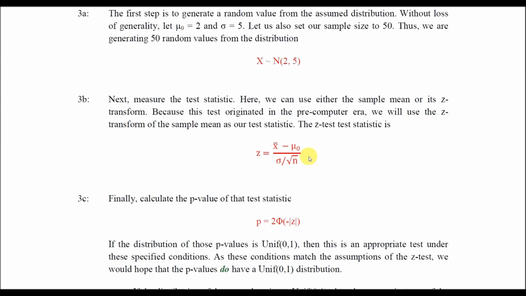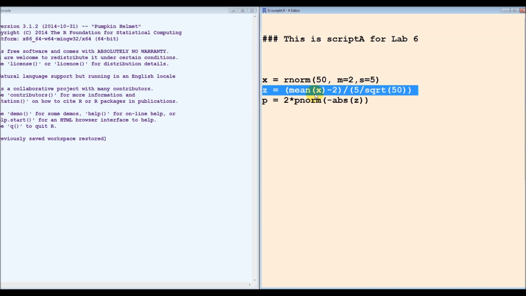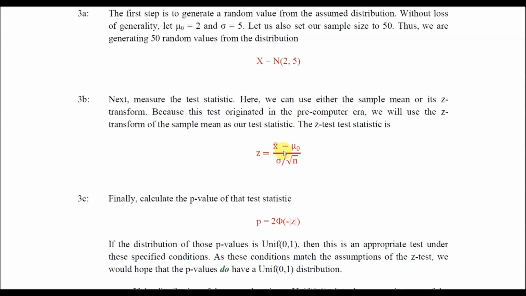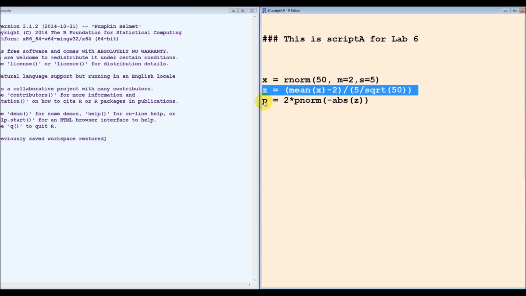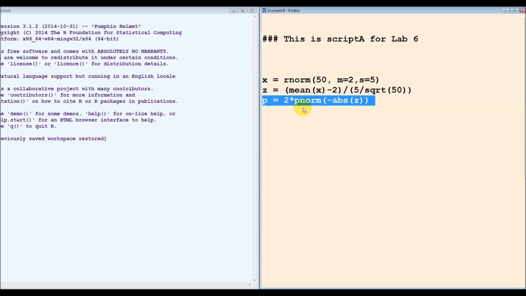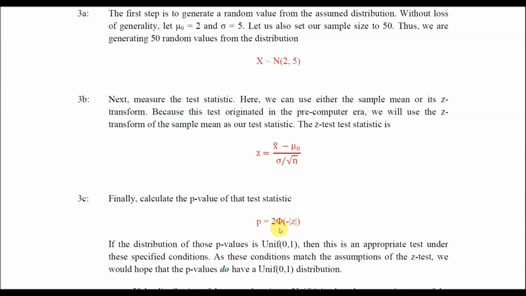Mean of x, x bar minus 2, x bar minus our mu naught, divided by sigma over root n. And the third is just this. Remember, phi is p norm. So the p-value is just going to be 2 times p norm of negative absolute value of z, 2 times phi of negative absolute value of z.